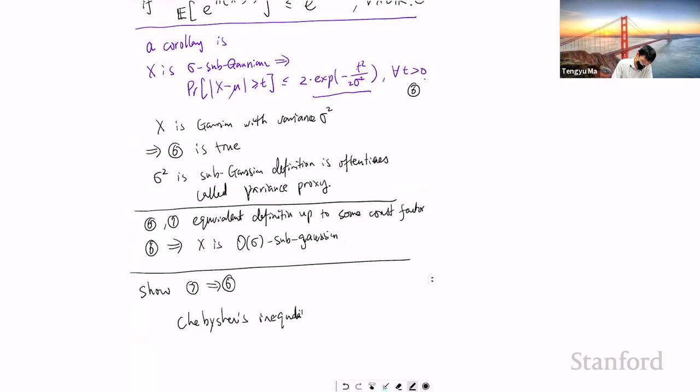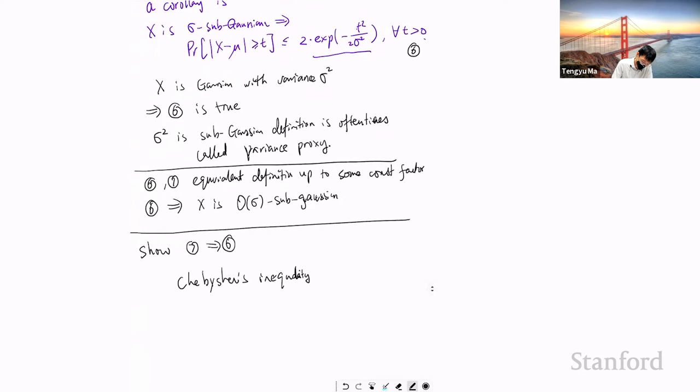How do you prove Chebyshev inequality? The way that you prove Chebyshev inequality is something like this. You say the probability that |Z minus expectation of Z| is larger than t is equal to the probability that (Z minus expectation of Z) squared is larger than t squared.